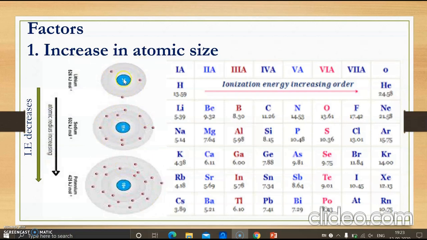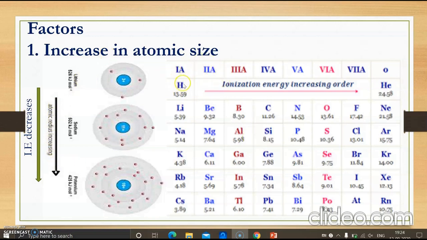Here these are the nucleus, which has positive charge, and these are the valence shell electrons. We know that with every movement along a group a shell is added: here the number of shells is 2, here 3, here 4, which means the valence shell electron goes farther from the nucleus. As a result, the attraction between the valence shell and nucleus is lesser, so the electron is removed easily as the size increases. So along a group, the ionization energy decreases due to the increasing atomic radius.